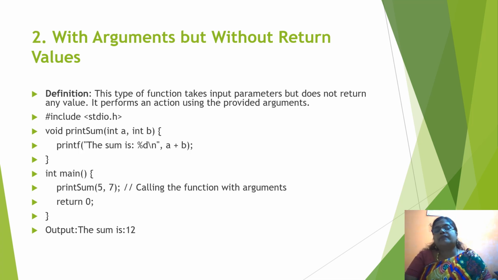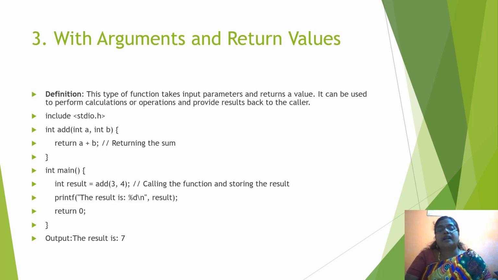With arguments but without return values: this type of function takes input parameters but does not return a value. In this example, some function takes an input parameter but does not return any value. So the output of this program is 12.